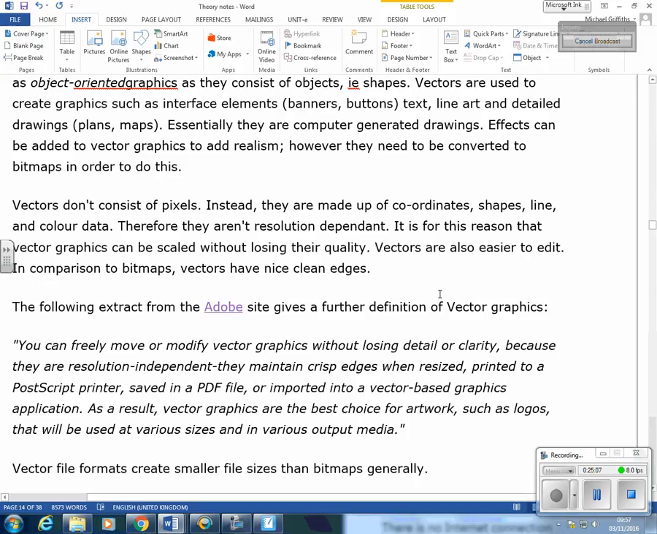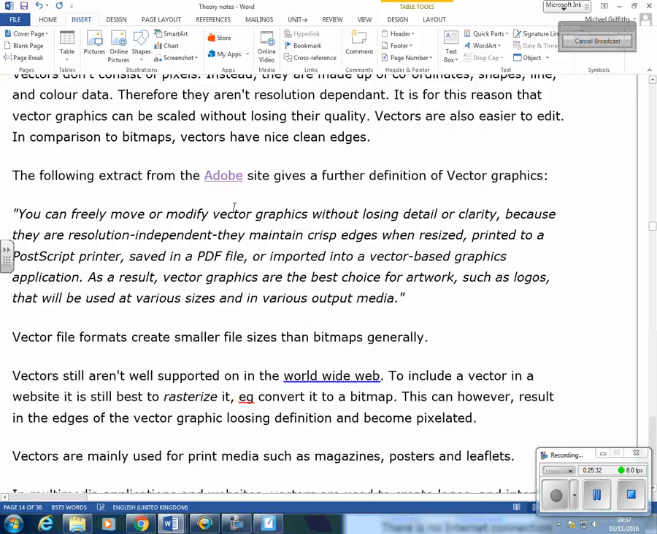Now, here's the funny thing. In terms of the way they're stored, they don't consist of pixels. Of course they don't. However, when they're displayed on your screen, what do they have to use? Pixels, right? But they're never stored like that. That's just a medium of showing it to us, okay? Vectors are easier to edit. Well, we'll see that when we have a go at Illustrator.